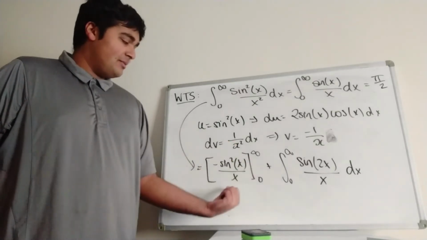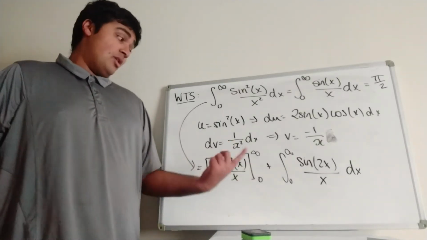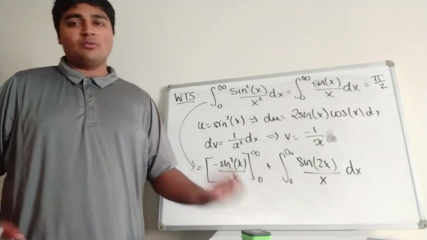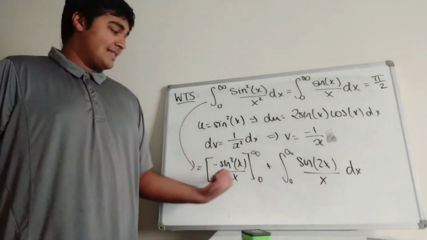When we plug in infinity, the bottom is going to be 1 over infinity, so that's going to make this whole thing go to 0, because notice that sine squared x is always between minus 1 and 1. So this thing is going to go to 0, that's cool.